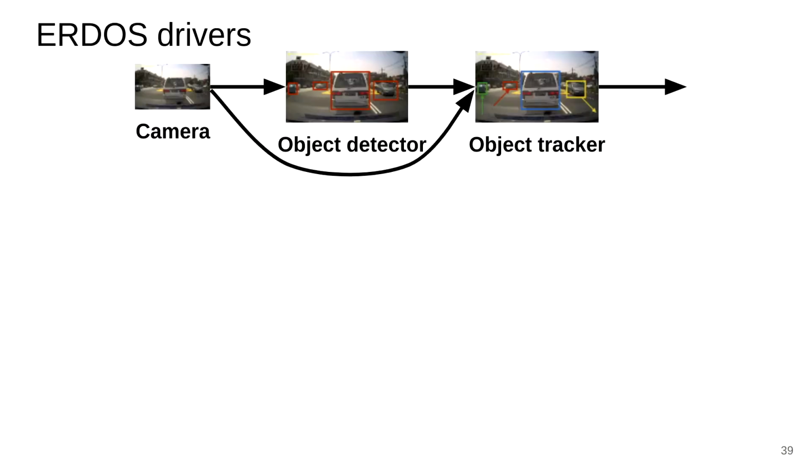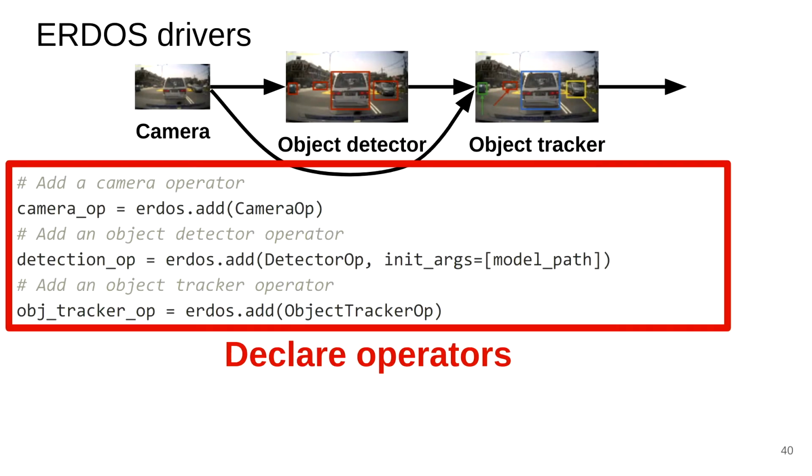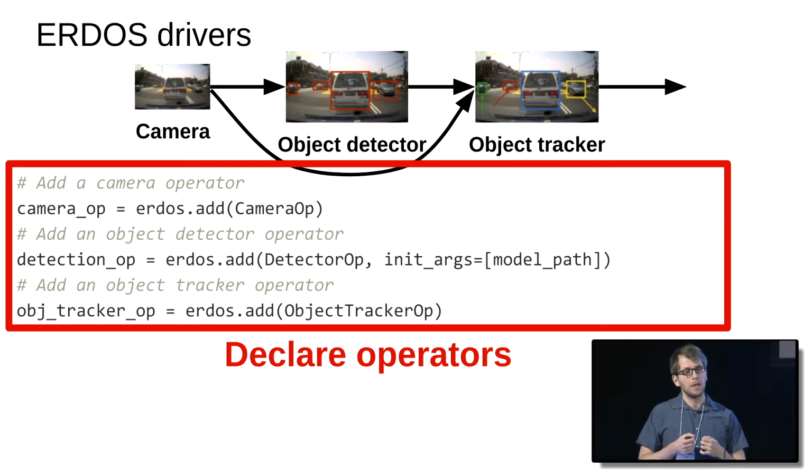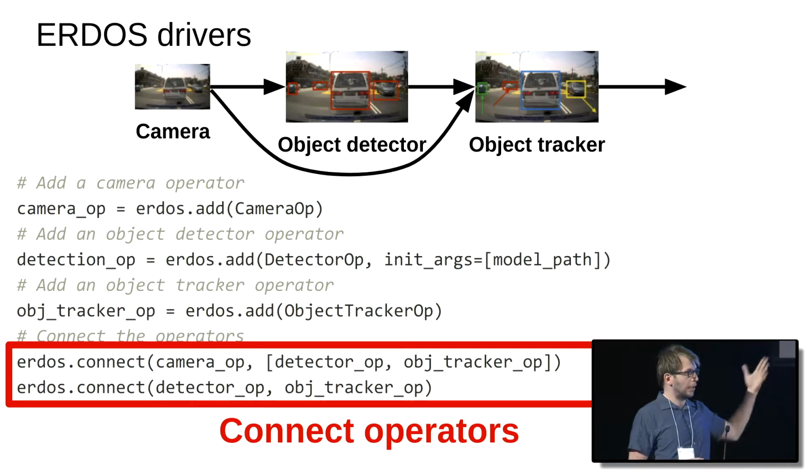Now, in a pipeline, you have several ERDOS operators that need to be connected, and we do that in a driver script. In this example, I have a camera operator, which effectively implements the driver to communicate with the camera, then an object detector and an object tracker. I first add the operators to the data flow graph, and then I connect the operators. I connect the camera operator to the detector and the tracker, and then the detector to the tracker.